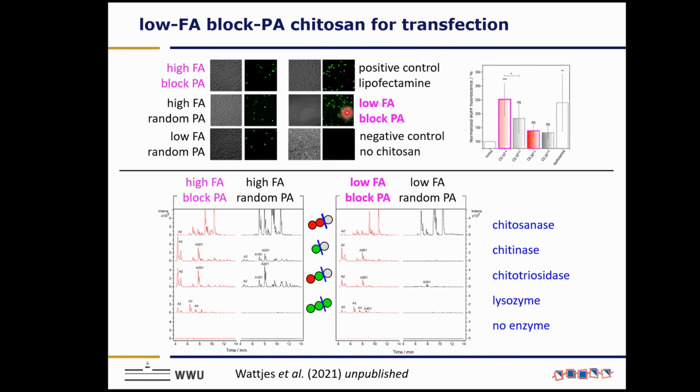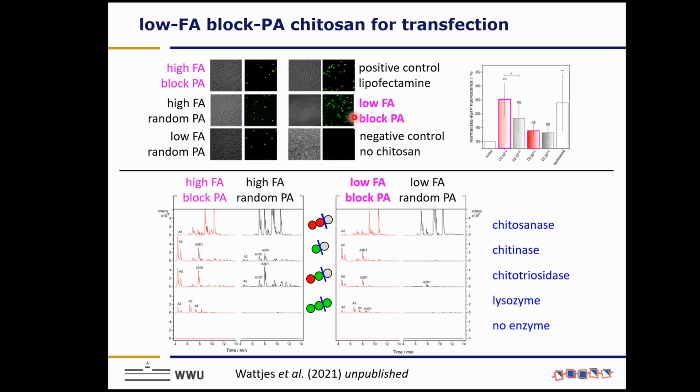You can see that this chitosan, with a low fraction of acetylation but a blockwise pattern of acetylation, is as good, actually even a little bit better than the lipofectamine. It's very strongly able to transfect the cells. This chitosan has a fraction of acetylation of about 0.1, so a degree of acetylation of 10%, but it has a blockwise distribution of these few acetyl residues, and this is very good for transfecting cells.